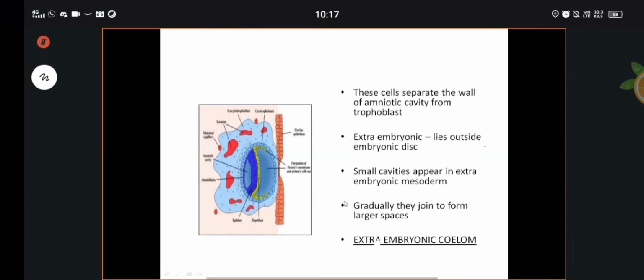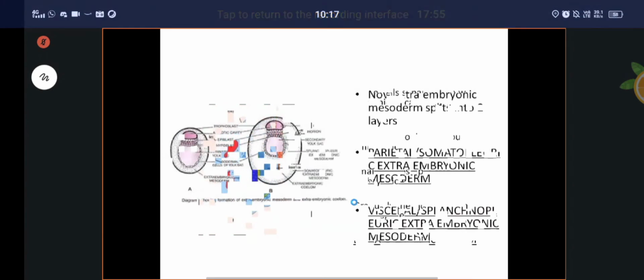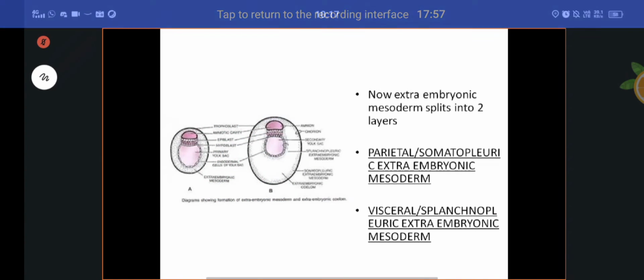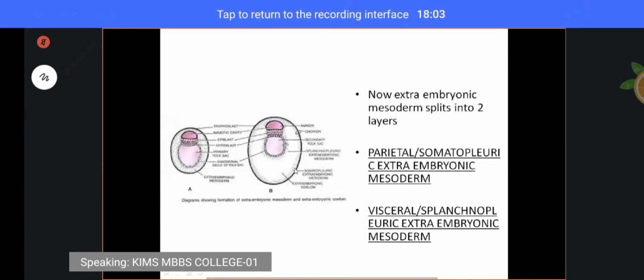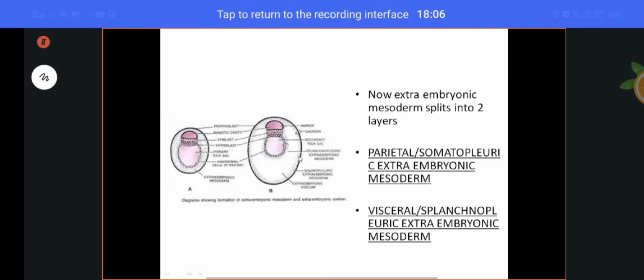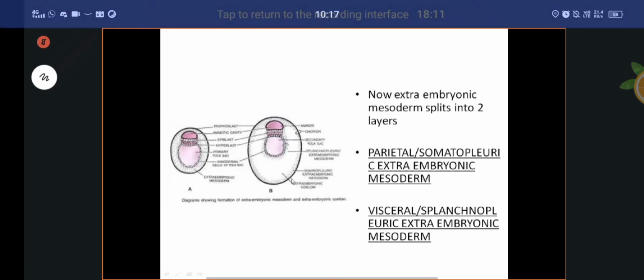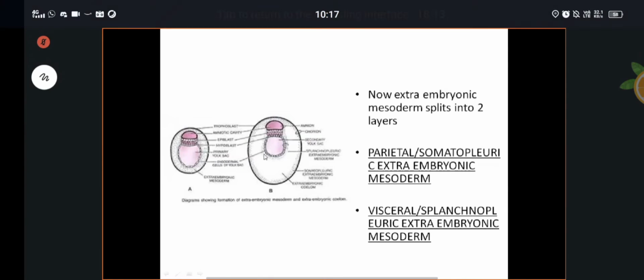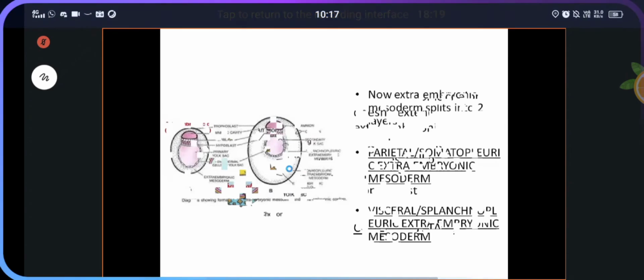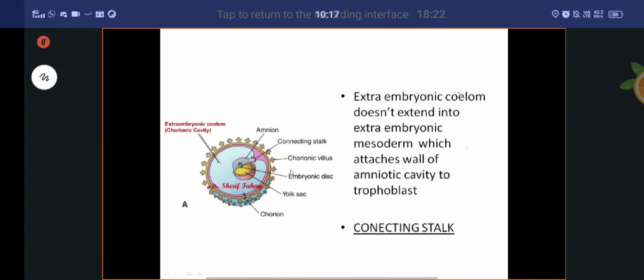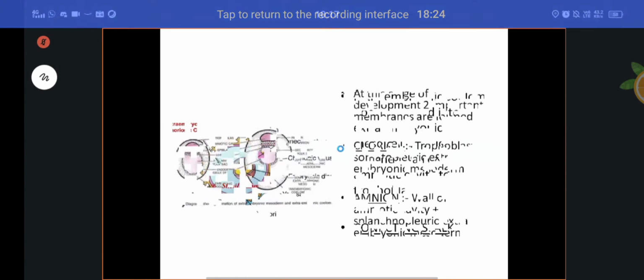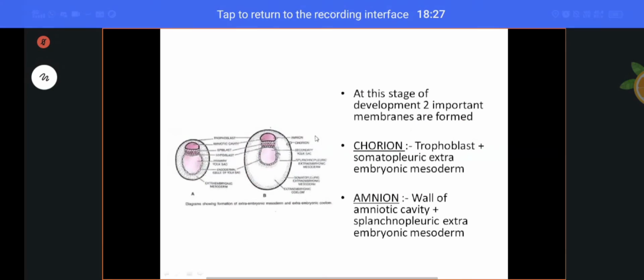Further in the stage of development, in this extraembryonic mesoderm we see the extraembryonic coelom. After the appearance of this extraembryonic coelom, the extraembryonic mesoderm splits into 2 layers: an outer parietal layer and an inner visceral layer. The outer parietal layer is also called somatopleuric extraembryonic mesoderm, whereas the inner layer is called visceral or splanchnopleuric mesoderm. At this stage of development, we mainly see 2 things: one is chorion and another is amnion.